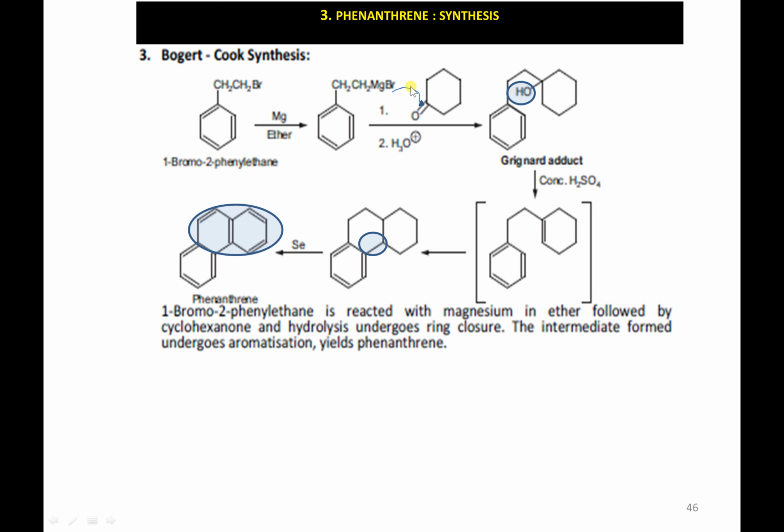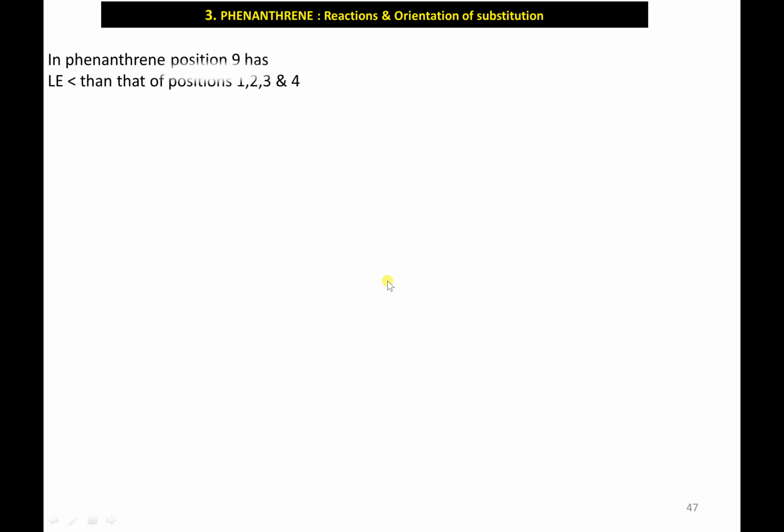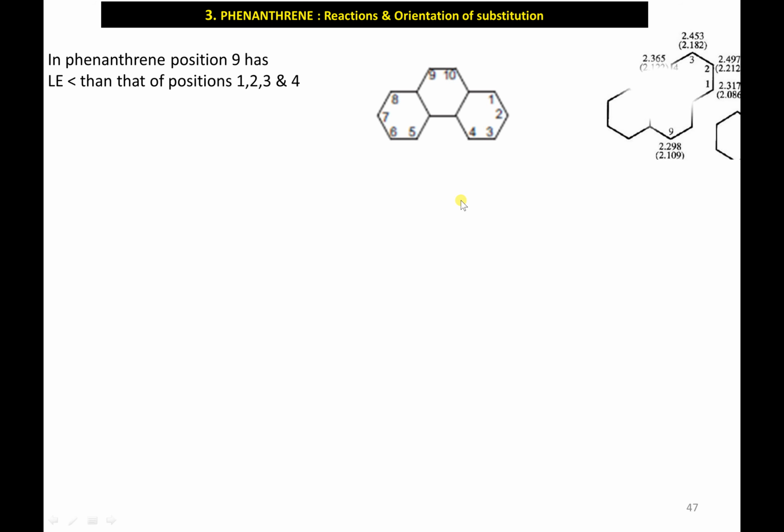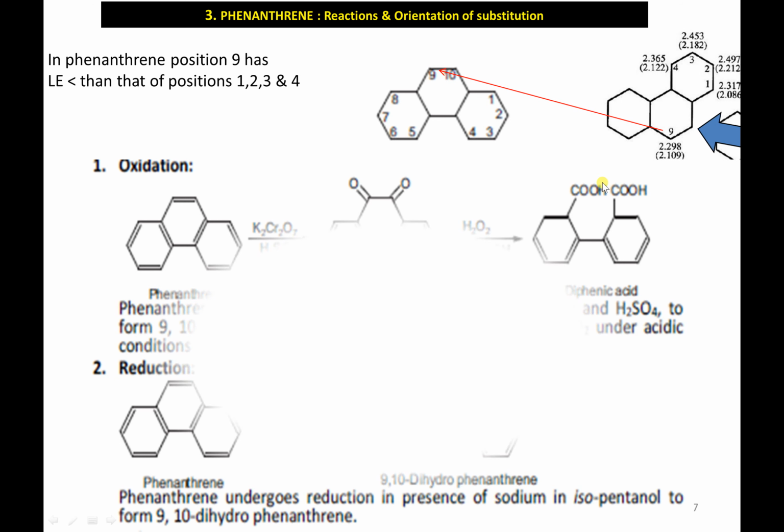So this is nicely depicted. Orientation of substitution: in phenanthrene, position 9 has lesser energy than positions 1, 2, 3, 4, as is shown here. Position 9 has lesser energy compared to these figures, so it is more prone to electrophilic attack.